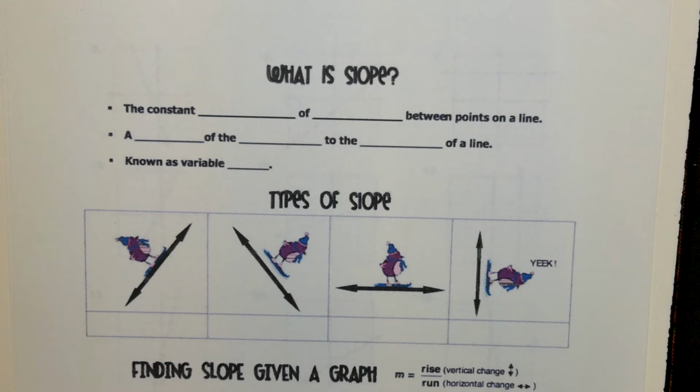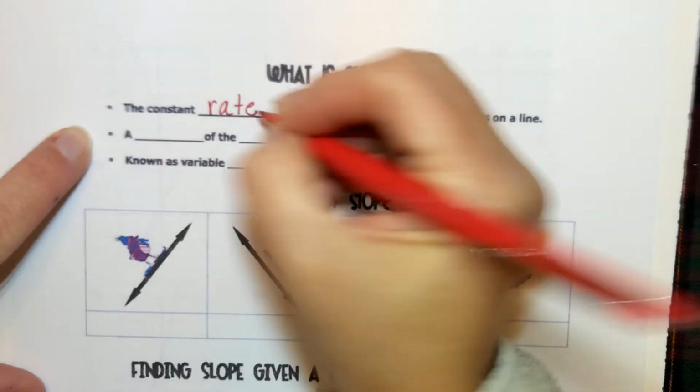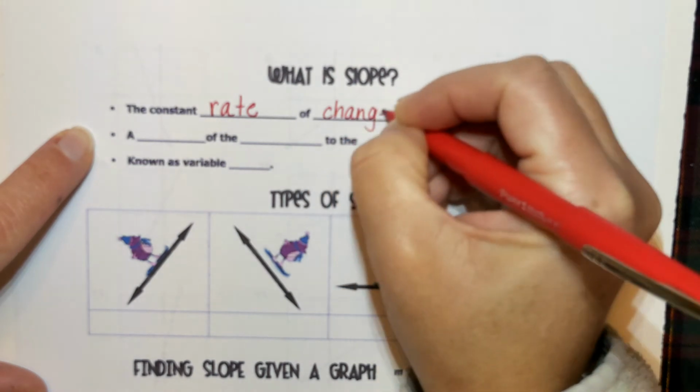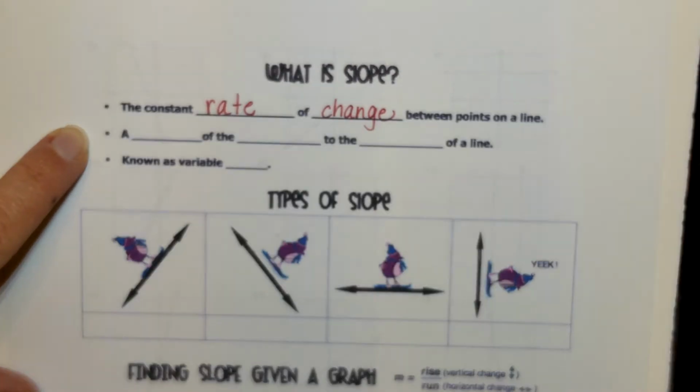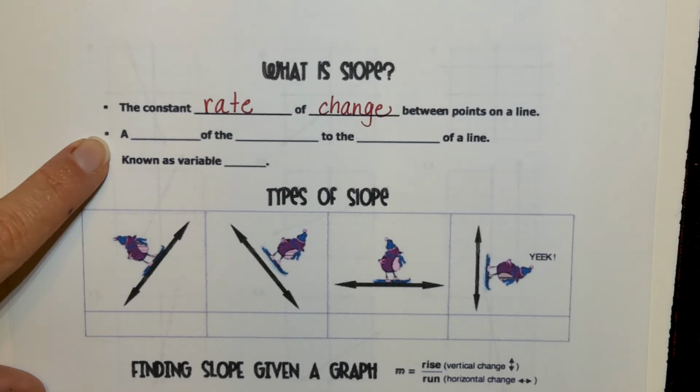You should start a new page, call it Unit 4, Lesson 1. What is slope? It is the constant rate of change between points on a line. The constant rate of change between points on a line. All right, so rate of change, I know you've worked with that in the past. It's the same thing as slope.